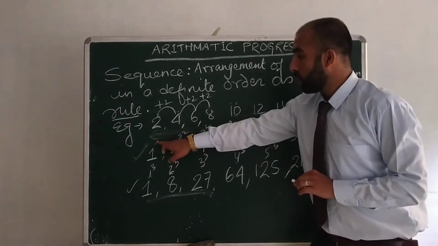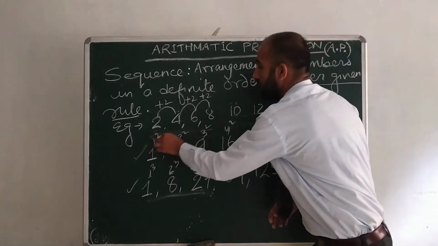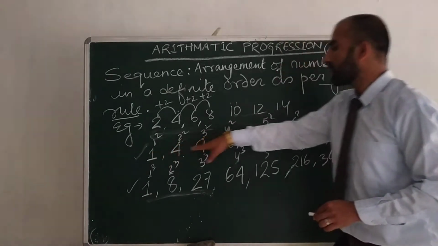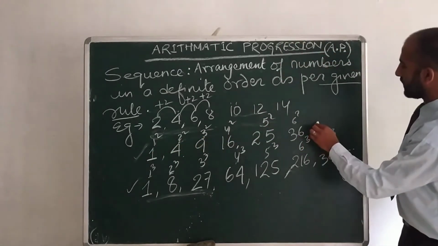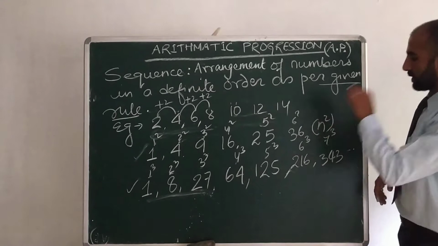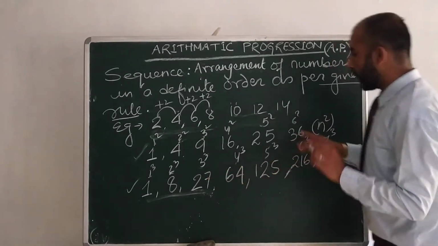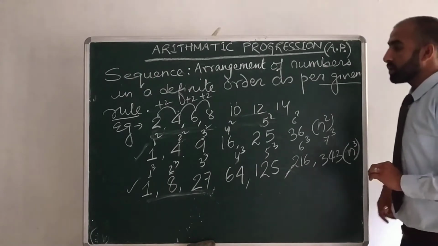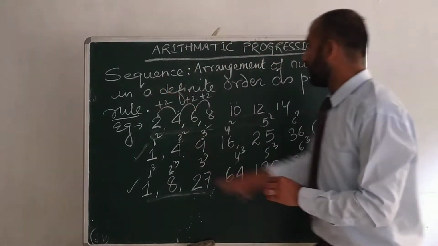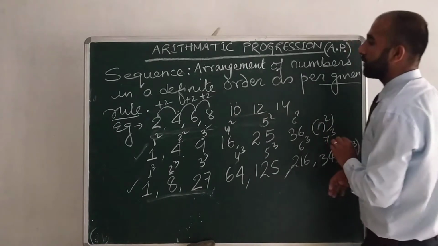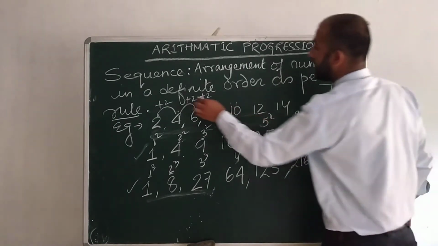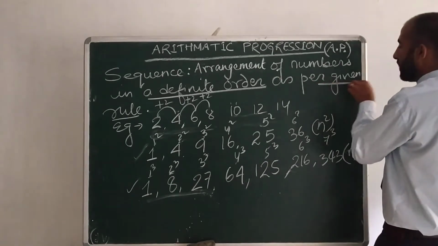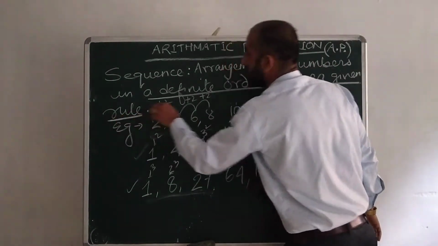Here also, 1 square is 1, 2 square is 4, 3 square is 9. That means it also follows a certain rule. So what is the rule? Here the rule is n square. And in the third case, what is the rule? Here we have got the rule n cubed. So a sequence has the following criteria. What criteria? The numbers should be in a definite order and the numbers must follow a certain given rule.